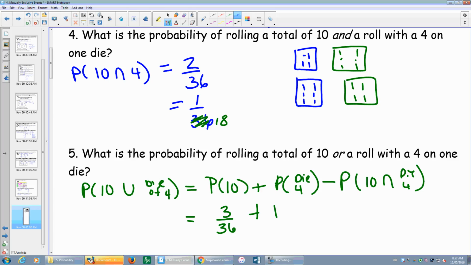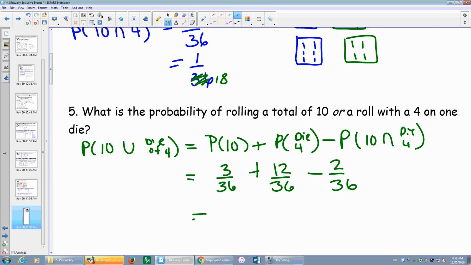There's 12. 12 over 36, minus, what's the probability of rolling a 10 with a 4 on the die? Two over 36. Does anyone have any questions about where I got those numbers from? Okay, so when I do the math here, 15 minus 2 is 13 over 36. That's your probability.